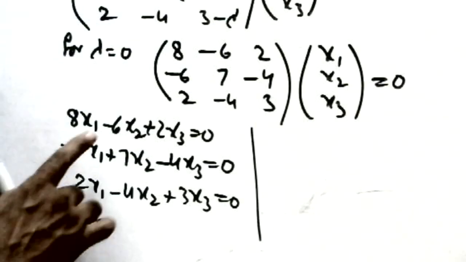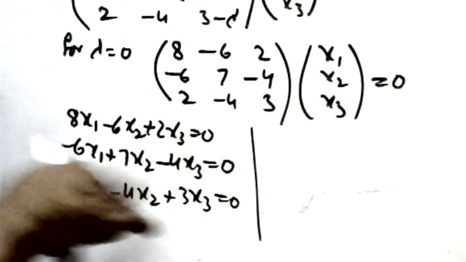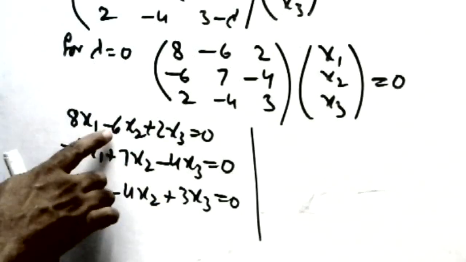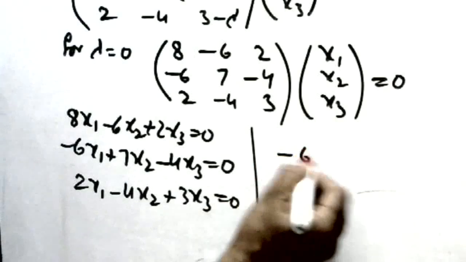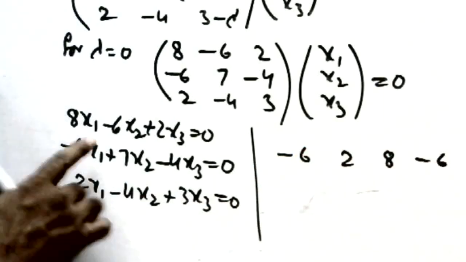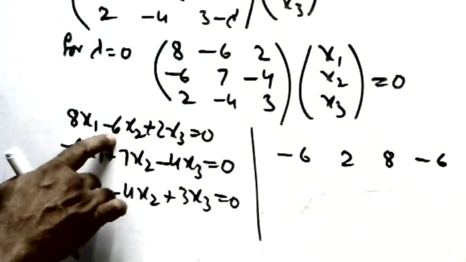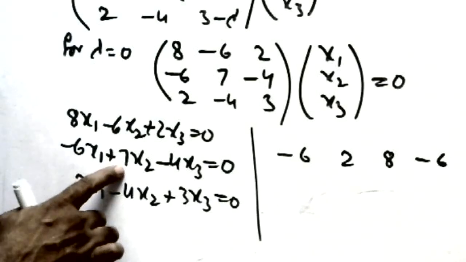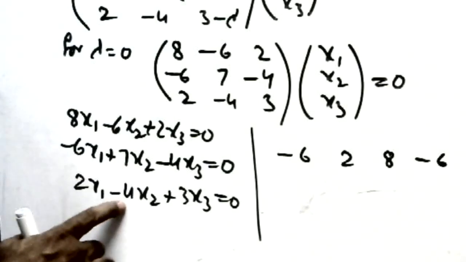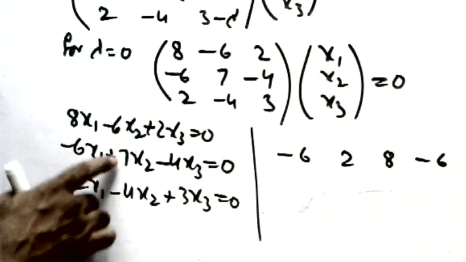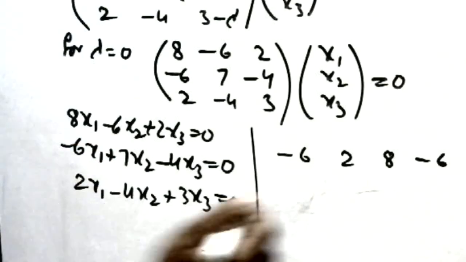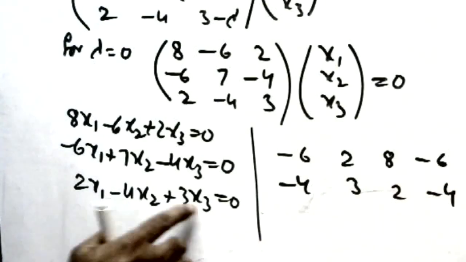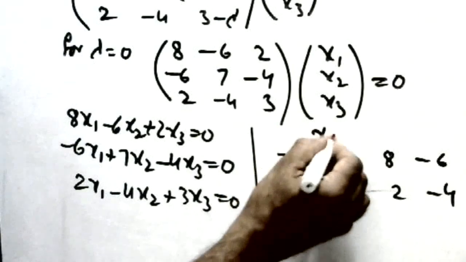Now let me solve. There are many methods to solve, and I am using the cross multiplication method. We will get the ratios of x1, x2, x3, not the exact values. Now we start from minus 6 here: minus 6, 2, 8, minus 6. In cross multiplication, we start from the middle number and end with the middle number. We can take any two of these three equations, so I am taking the small numbers: minus 4, 3, 2, minus 4.